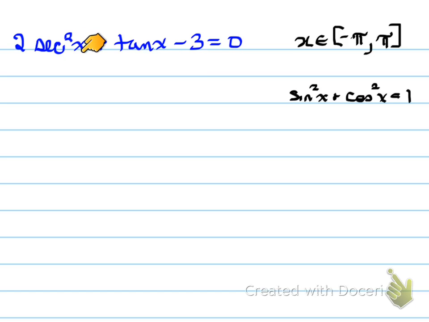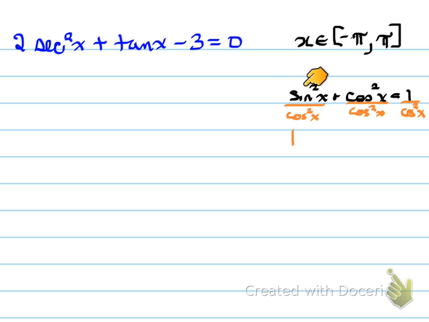Well, if you remember, the reciprocal identity says that secant squared x is 1 over cos squared x. So what I want to do is create this 1 and make it 1 over cos squared x. Well, whatever I do to one side, I have to do to the other. That means I'm going to divide each of these by cos squared x. How does that help us?